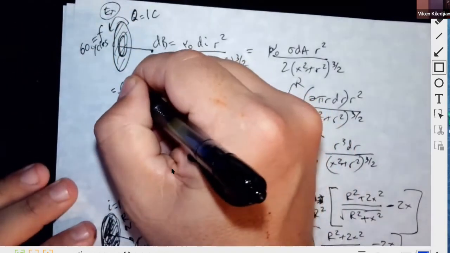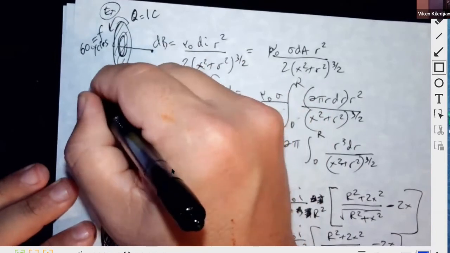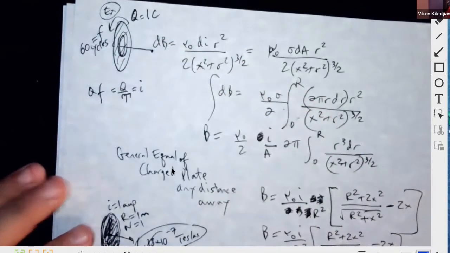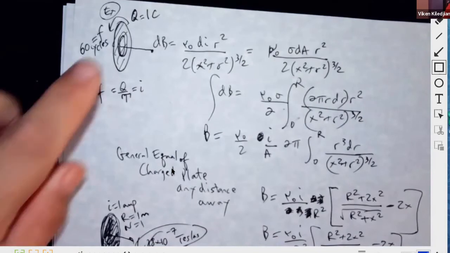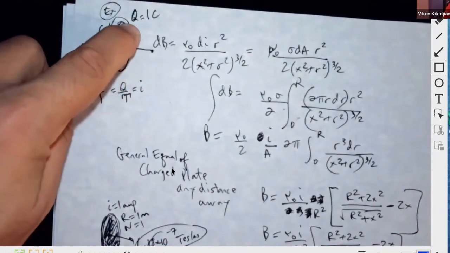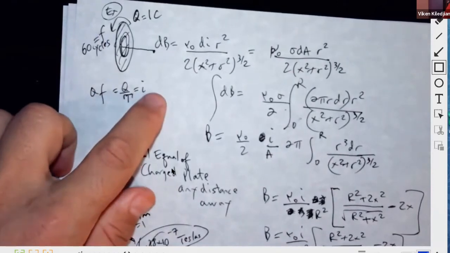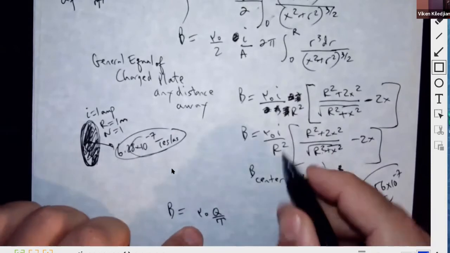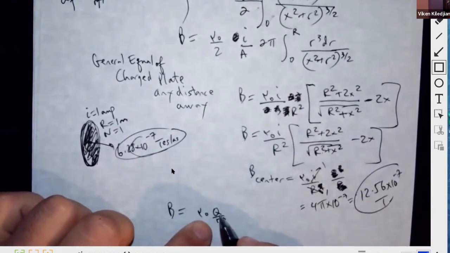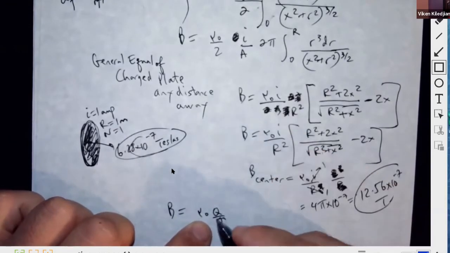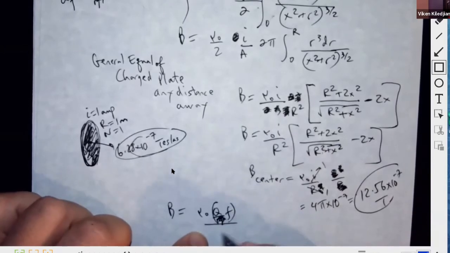Then you say 1 over the period is its frequency. You see? So if the charge of the plate is given to you, and the frequency is given, then you can just call the current QF. So then it just becomes mu 0, and then the current becomes QF over R squared.